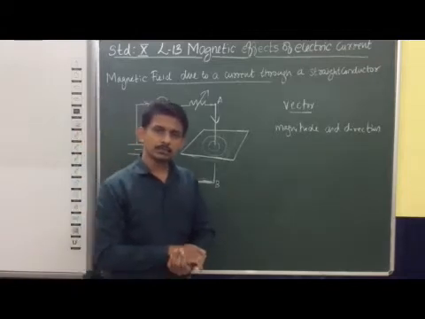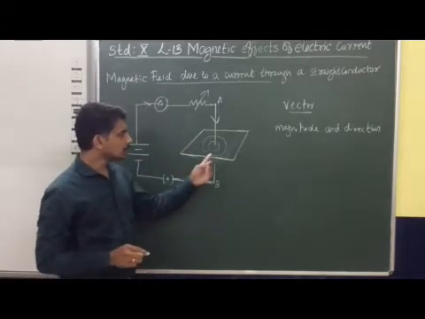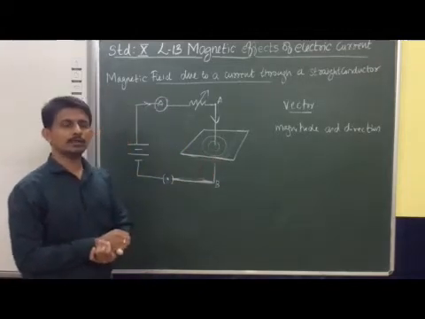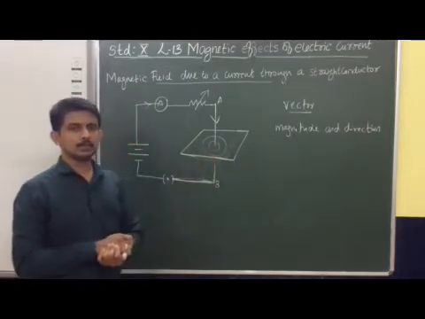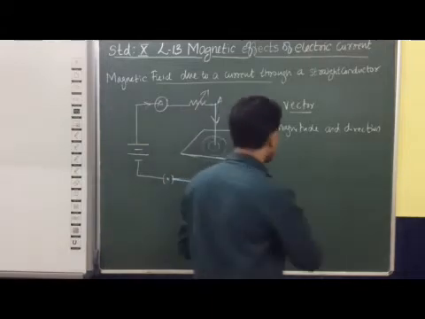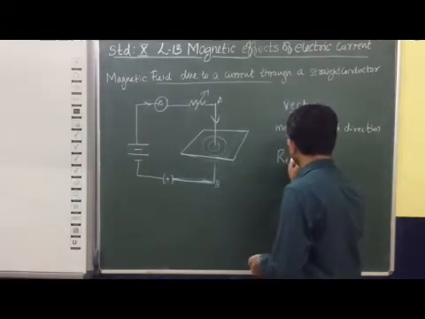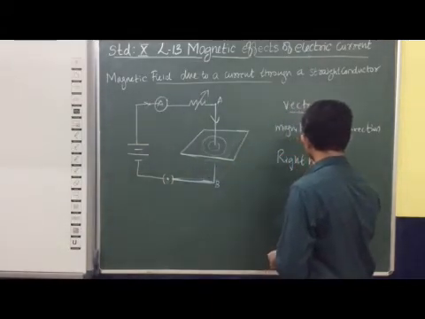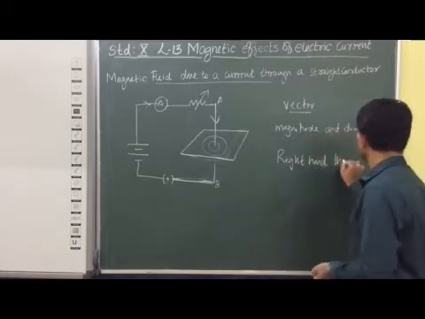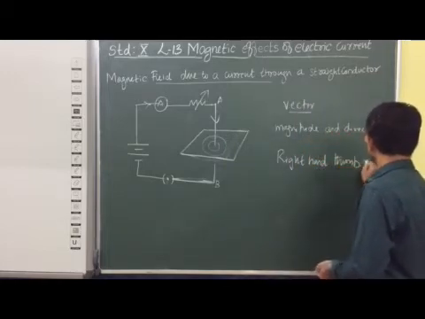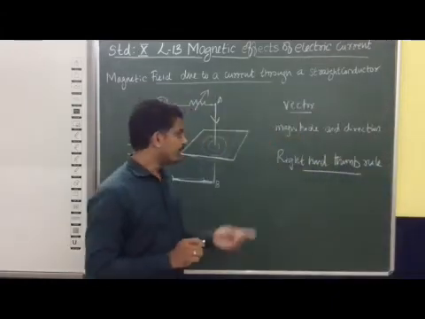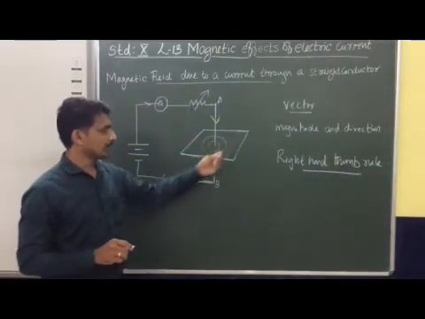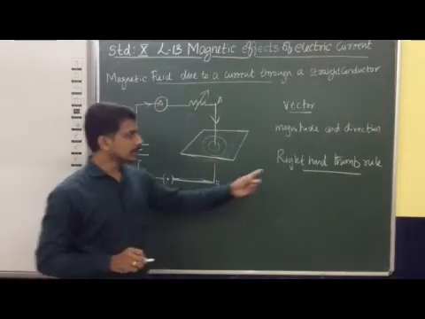But what is the direction of the magnetic field lines? In order to represent this direction, we have to find the direction of the magnetic field lines with the help of one rule. That rule is known as the right hand thumb rule. With the help of the right hand thumb rule, we can find the direction of field lines.